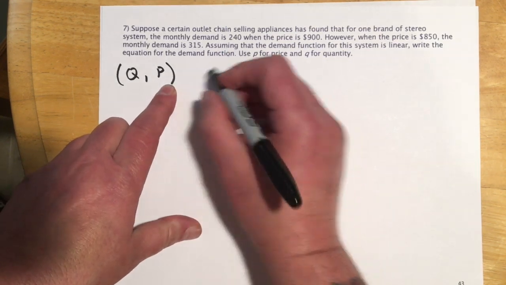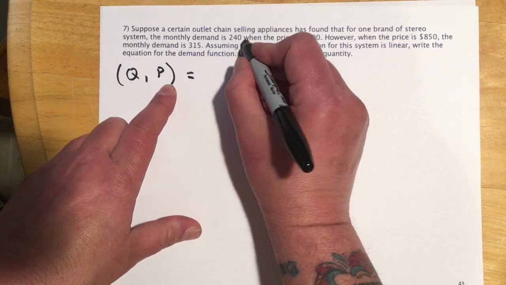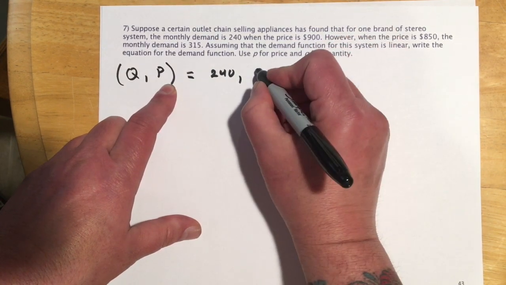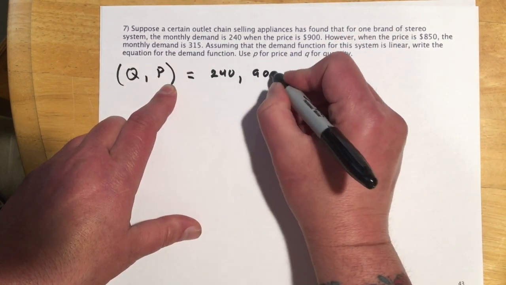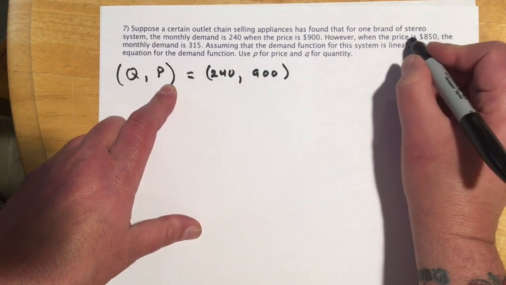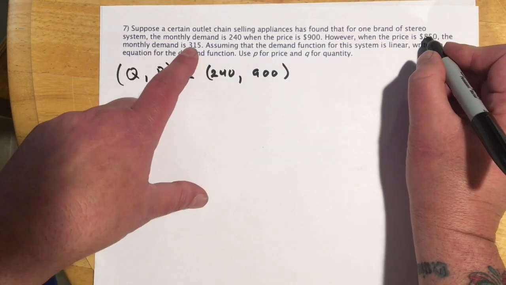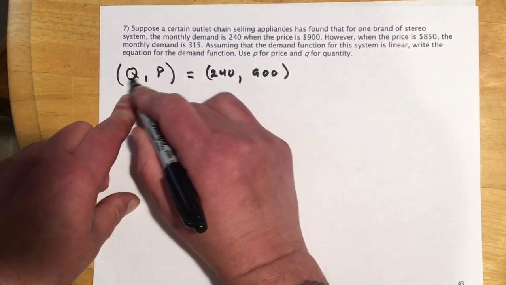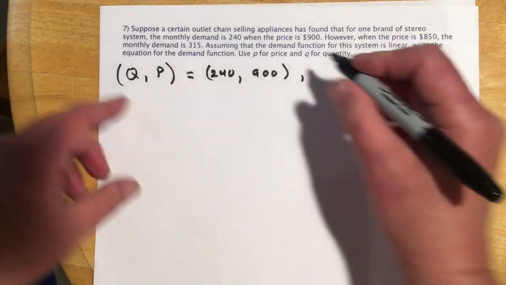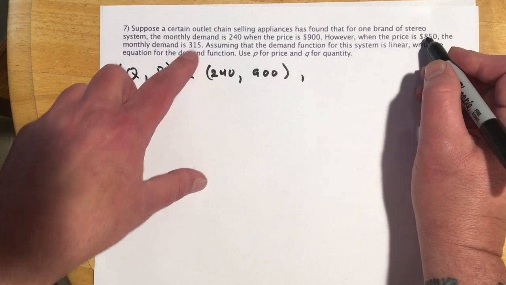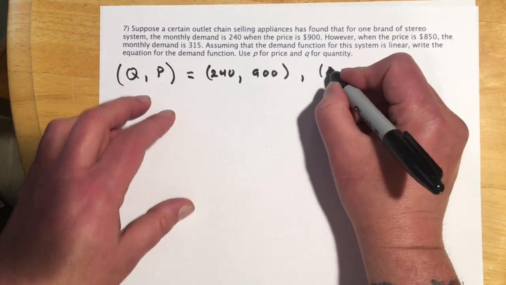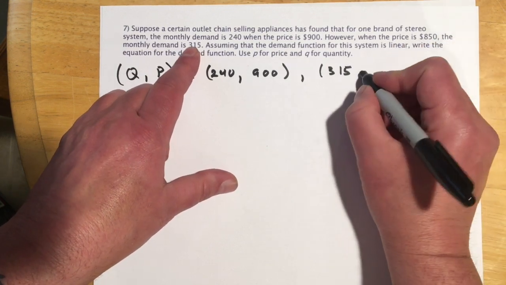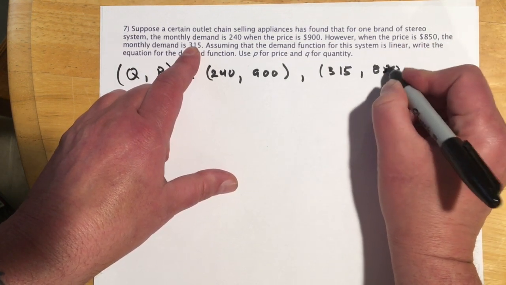So my first one is 240 goes with price of 900. So when the quantity is 240, the price is 900. And the second one is when the price is 850, then the demand is 315. And that's where you have to kind of stop and figure out what you're going to do here, so that you're being consistent if they do the wording backwards like they did here. So the quantity would be 315 if the price is 850, which makes sense.